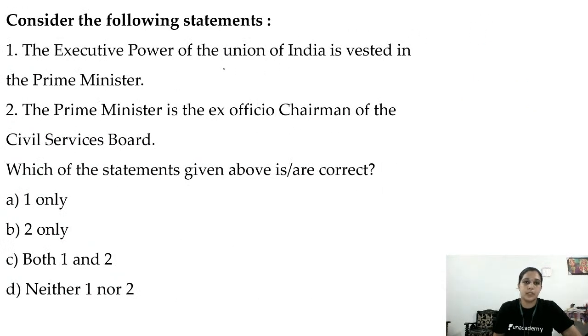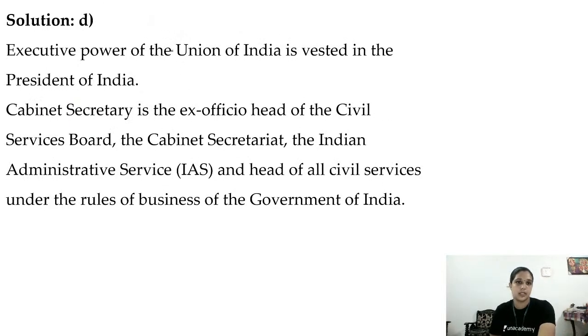The executive power of union in India is vested in Prime Minister. See, in our country, no single person is vested with power. Keep that in mind. Prime Minister is just first among equals. The concept of being vested is not like that. It's vested in the Council of Ministers. The executive power of India is vested in President and Council of Ministers.